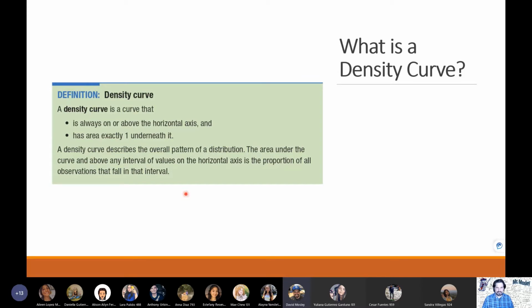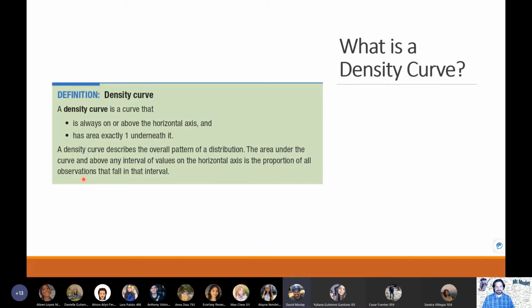Right? And so we also have a density curve describes the overall pattern of a distribution. So when we draw the shape over a distribution, that's essentially a density curve. The area under the curve and above any interval of values on the horizontal axis is the proportion of all observations that fall in that interval. We'll look at an example here shortly that will help make more sense of what this actually means.